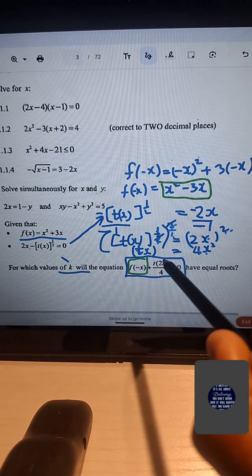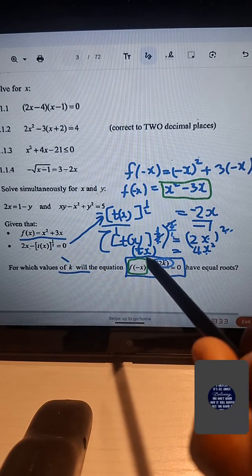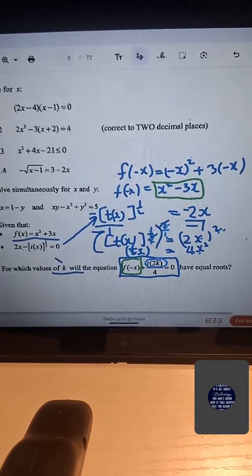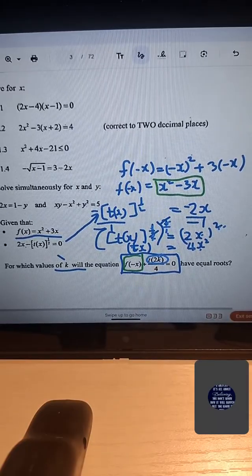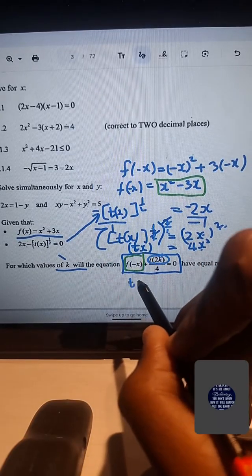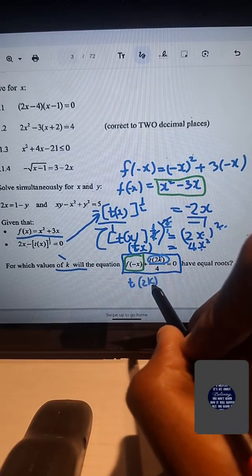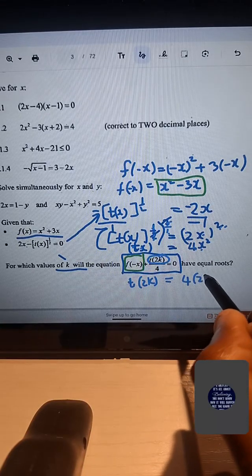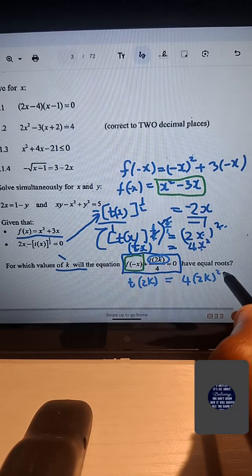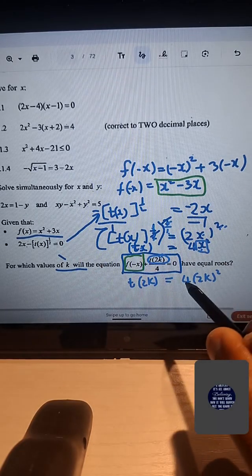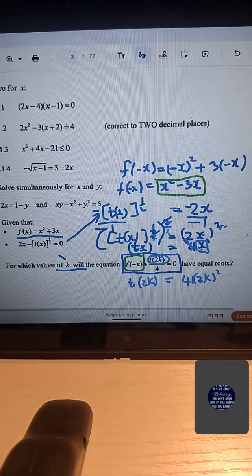Now I'm ready to apply t of 2k for this function. So I was going to do that next. Apply t of 2k. Substitute. So if I say t of 2k, it's going to be equal to 4 into 2k raised to the power 2. So I substitute in the place of x, 2k. That gives me 4 into 2k squared. Are we making sense together? Yeah.